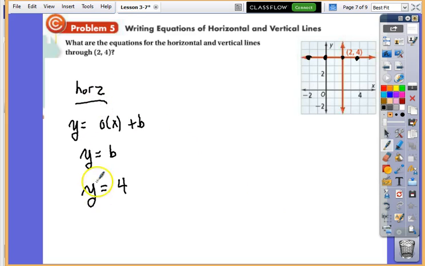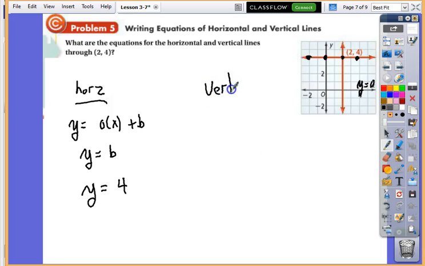So horizontal lines, which are the same as the x-axis, are y equals stuff. So the x-axis could also be represented as y is equal to 0, because when y is 0, you're at all the points on the x-axis.